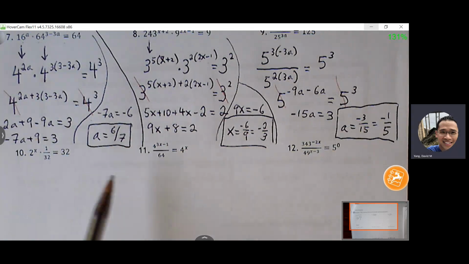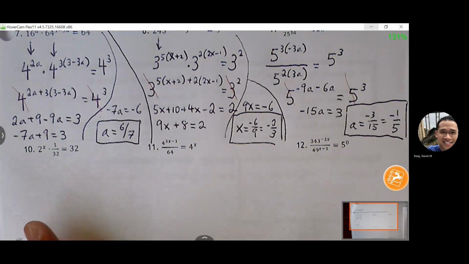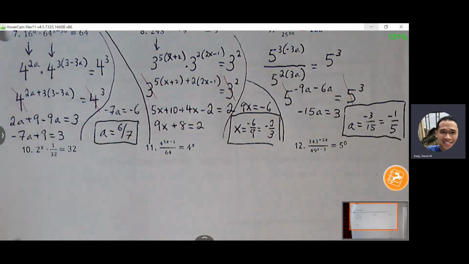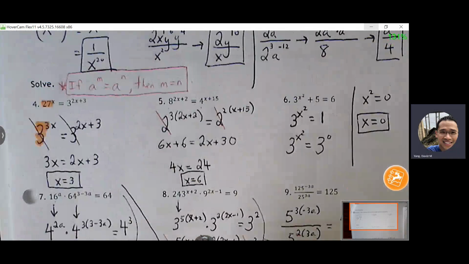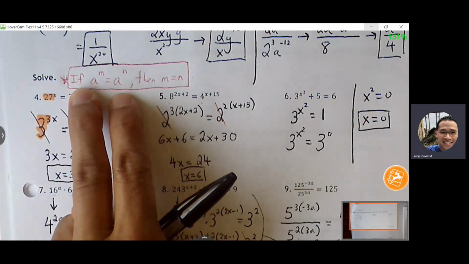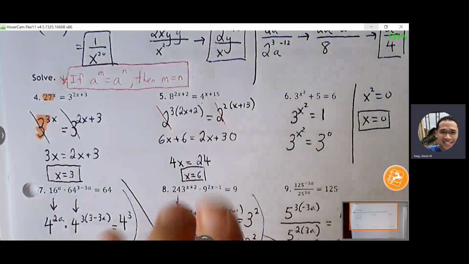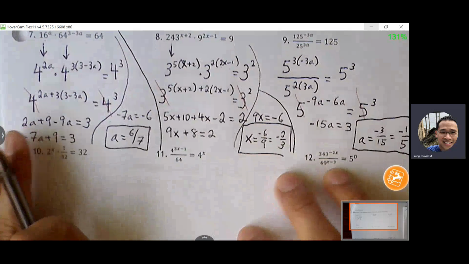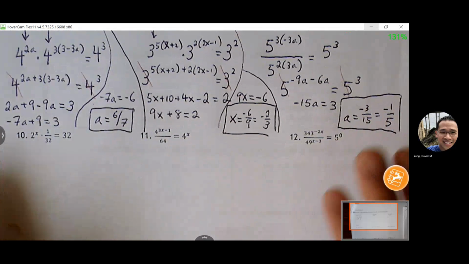Okay. Similar process, 10 through 12. I'm going to have you guys try these and I'll work through them at the same time you guys are working through them. But our goal is the same for all these problems. We're just trying to get the bases to match and then clean up anything that we can so that it's one base to an exponent equals the same base to an exponent, and that way we can remove the bases and set the exponents equal.